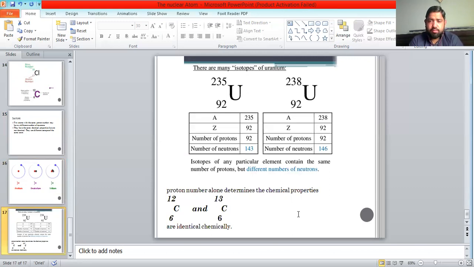So uranium has two common isotopes. One is U-235 and the other is U-238. So U-235 has number of protons 92 and number of neutrons 143. Uranium 238 has number of neutrons 146. There is another example of carbon, carbon 12 and carbon 13.